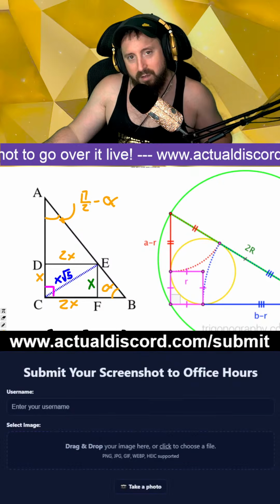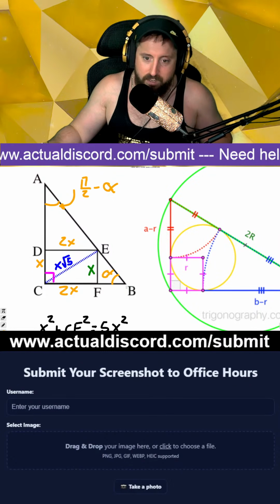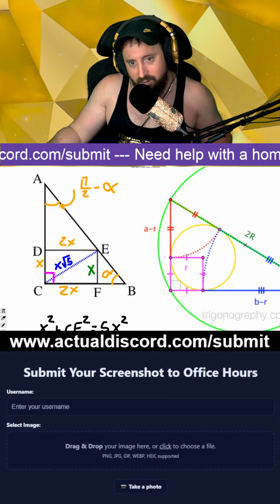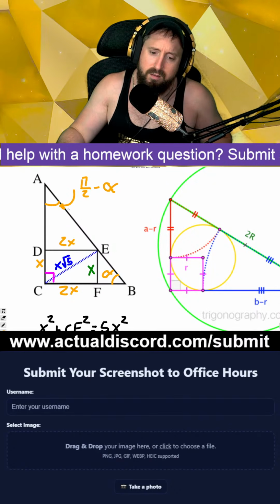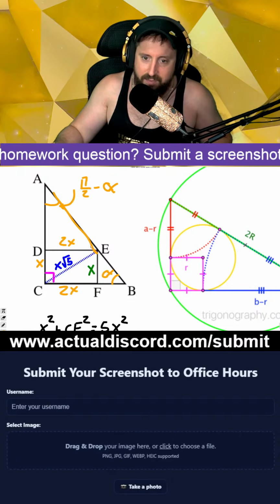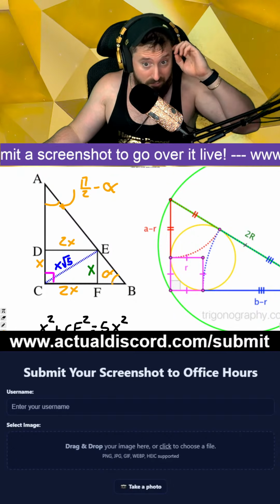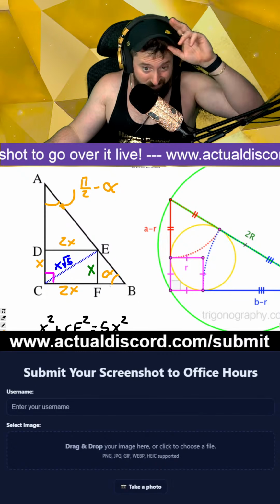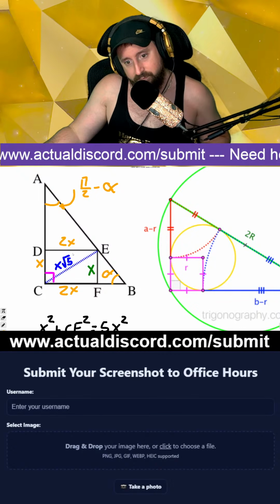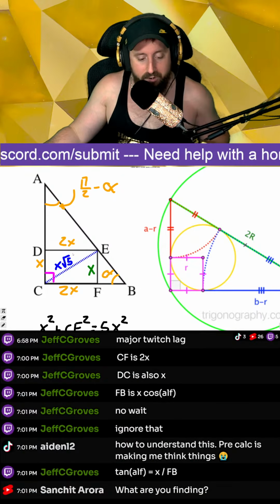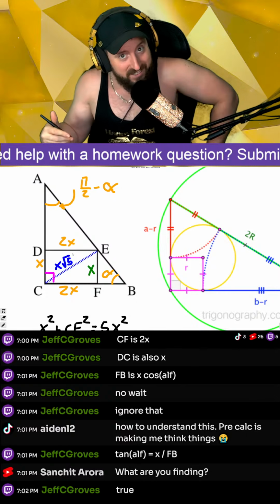X over FB. Yes, tangent of alpha would give me this. I already kind of see this, though, right? So, for instance, I can get this side, and I can also get this side. And then maybe they're related to each other or something? If I have to draw another line... I hate when people give me geometry questions and I have to draw another line.